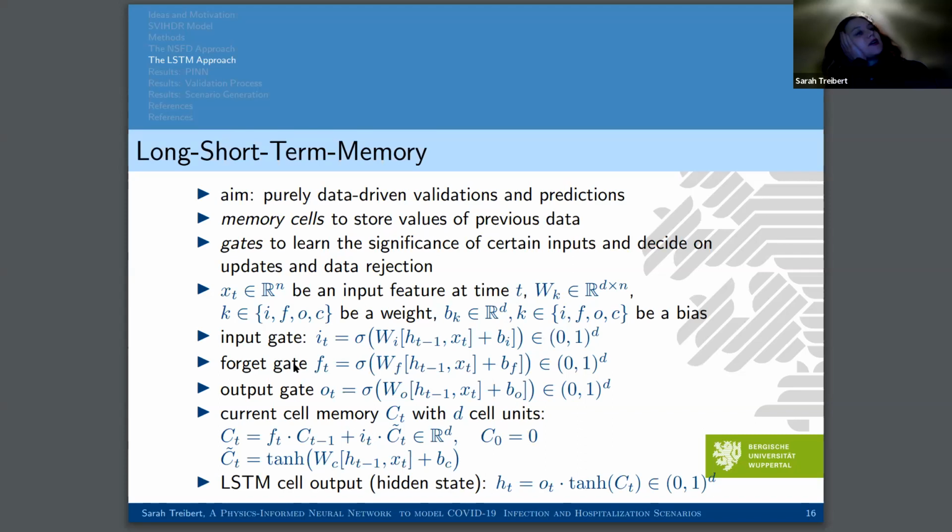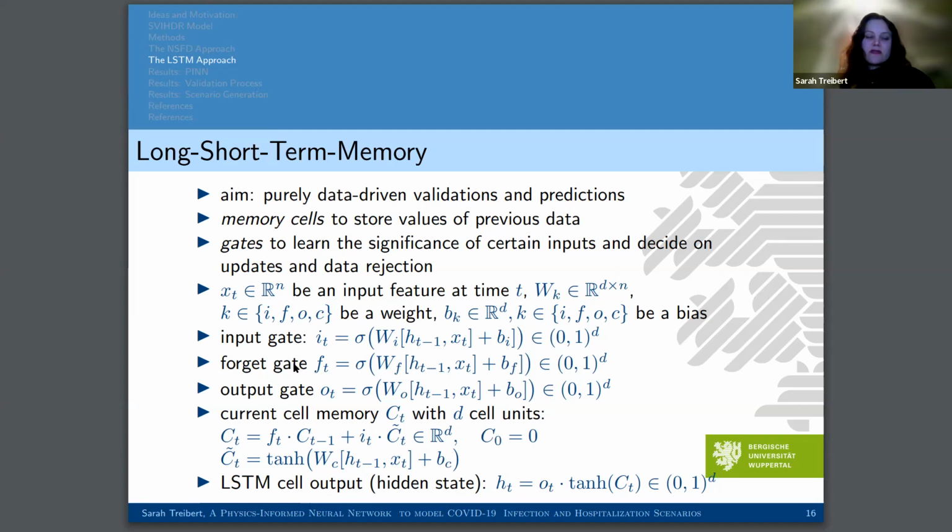Now, the second other approach we used is the long short-term memory. We'll also explain this. Our aim was to get a purely data-driven method, because the NSFD is numerical, the PINN is data-driven, but also includes the system of ODEs in its loss function. And we just want to see what a purely data-driven method does. And we found in the literature that the long short-term memory is very suited for this.